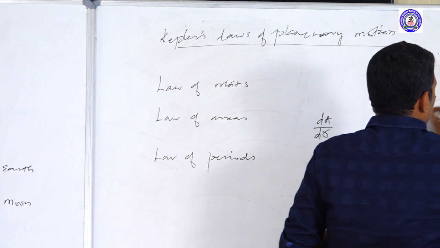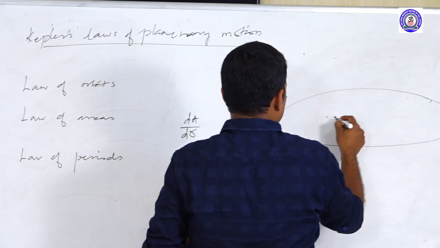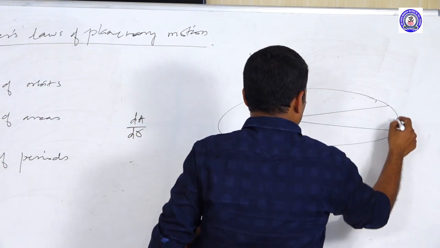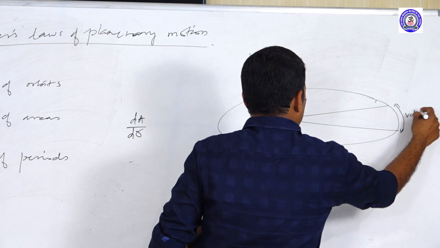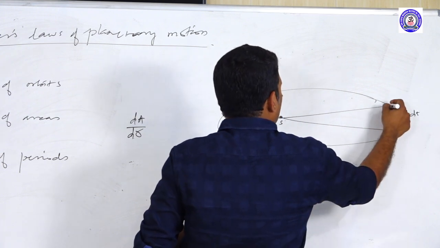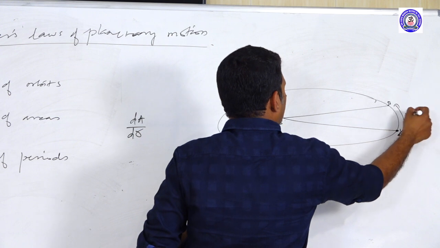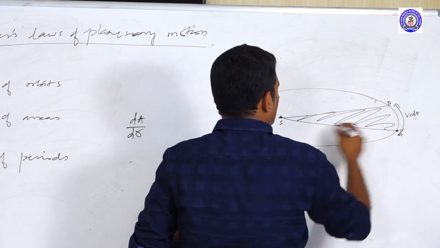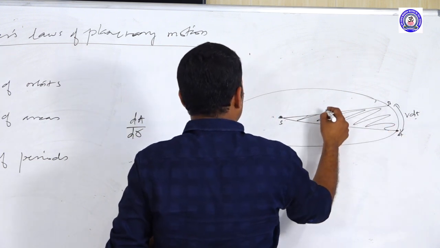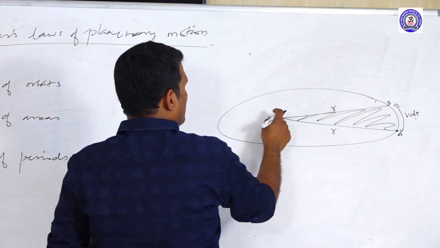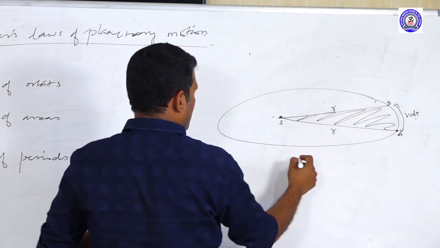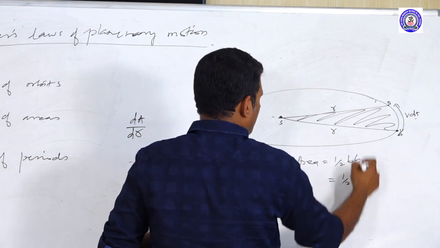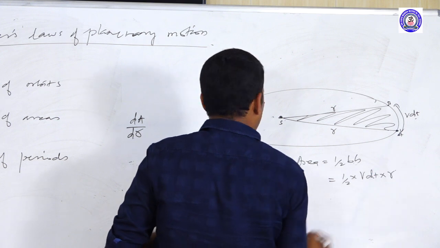For example, consider the elliptical motion of the planet, with the Sun at the center. Say v is the velocity with which the planet is moving, and it goes from A to B in a time dt. So the distance traveled is v dt. This is the area swept by the radius vector. Let us mark this as r. Then we know very well the area of this particular triangle is half base times height. The base is v dt and the height is r.